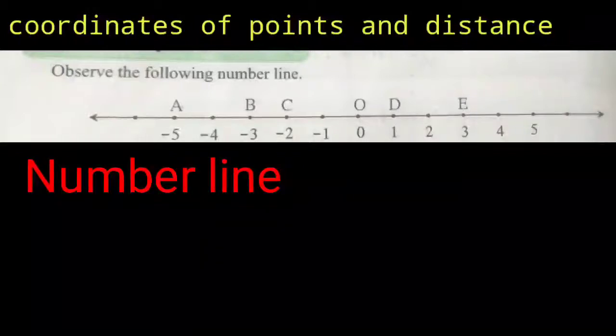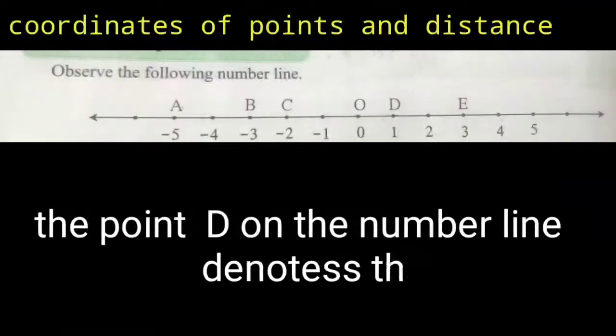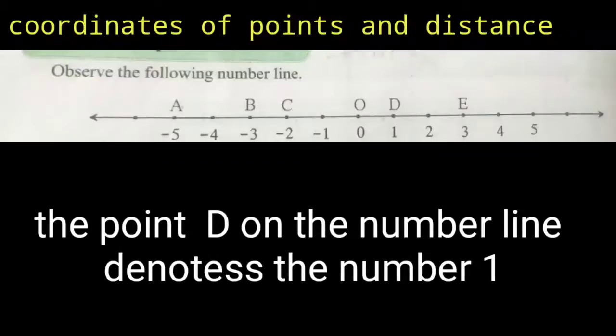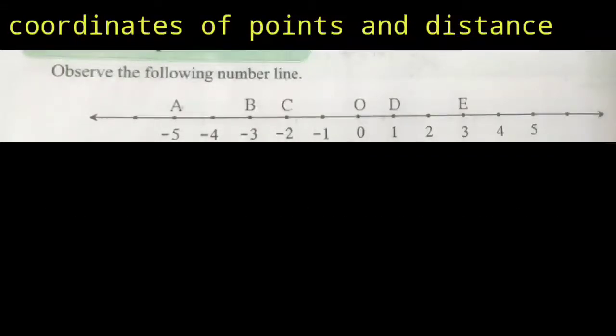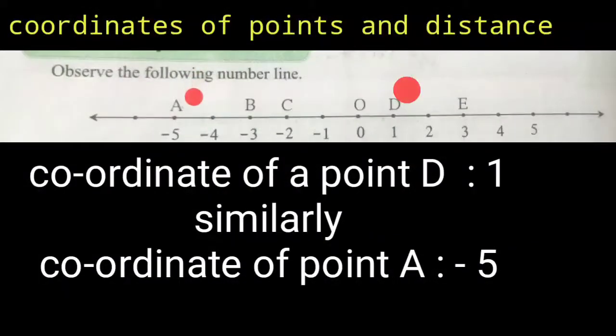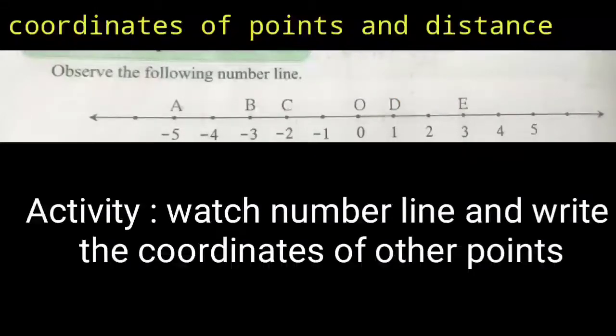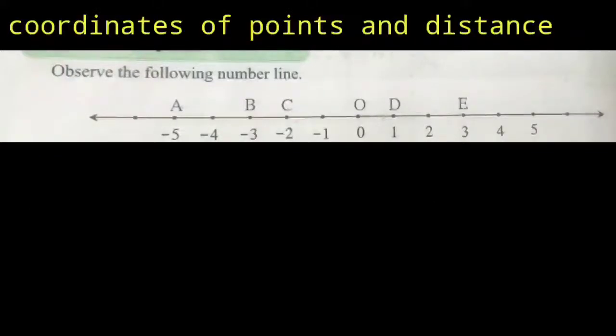It is a number line, and on this number line the point D denotes the number 1, and so 1 is the coordinate of point D. Similarly, we can tell the coordinate of point A is -5. Dear friends, with the help of this number line, you have to write the coordinates of other points.